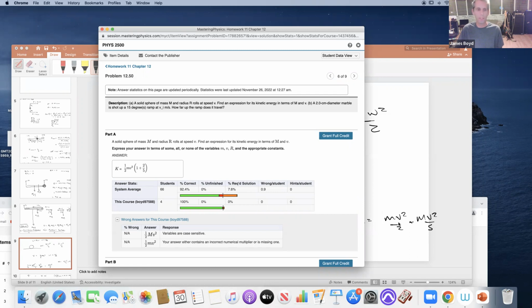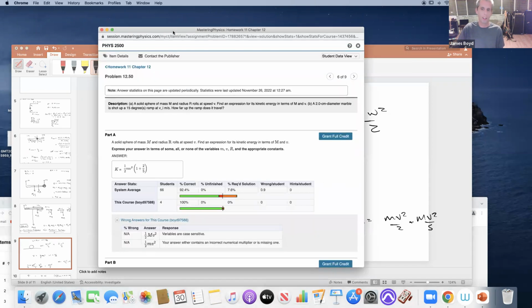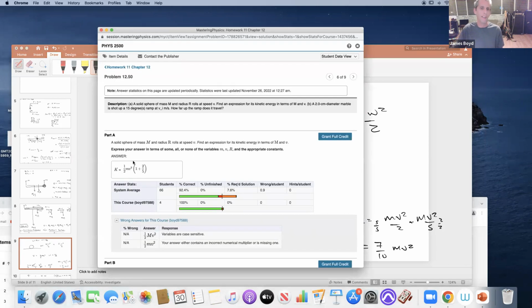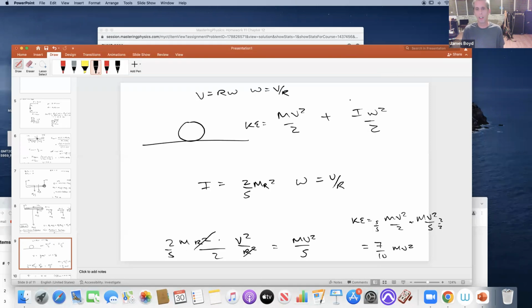So what they got, I don't know why they did it that way. They wrote it that way so that they could write it nicely, but you could write it like this. You could probably multiply this by 5/5 and this by 2/2, and you would get 5/10 plus 2/10. So you get 7/10 mv squared. I think they did it this way so that you can see the kinetic energy and then the extra part. But the answer is that you have kinetic energy of rotation when you're rolling. You can change omega into v's, and you can eliminate the r's that way.